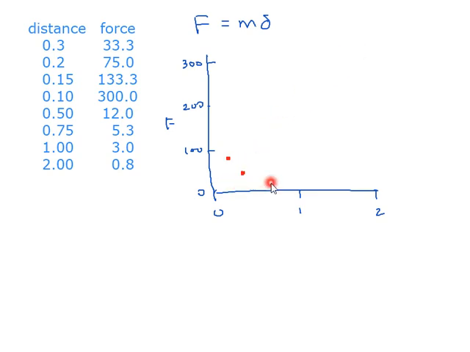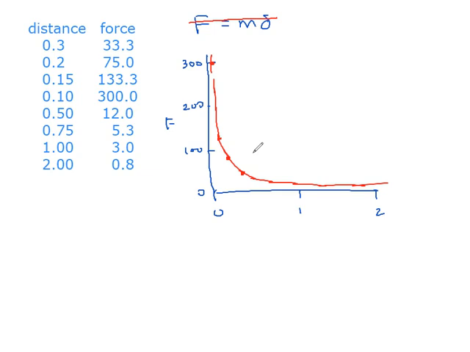This is one where as the distance gets bigger, the force gets smaller. And if we do a few more points, 0.15, we get 133. 0.1, we get 300. So it's a curve that's shaped more like this. So, not a straight line. We tried linear, didn't work. We have to try something else.